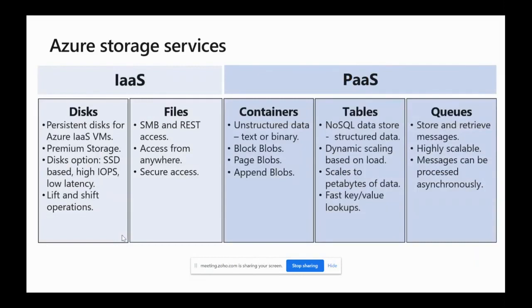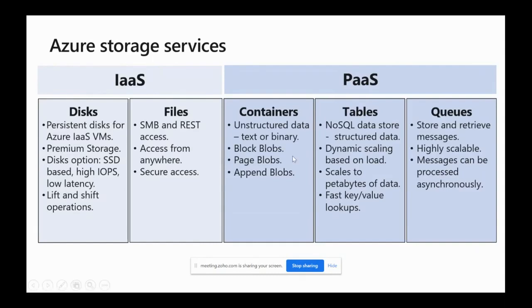Then we have storage in terms of IaaS and PaaS. Disk and file come under infrastructure as a service, like your persistent disk, your premium storage, your IOPS, everything comes under IaaS. For files in Azure, we have something called Azure File Share, which we'll cover in a later slide. That comes under IaaS, which means you own it, you manage it completely.